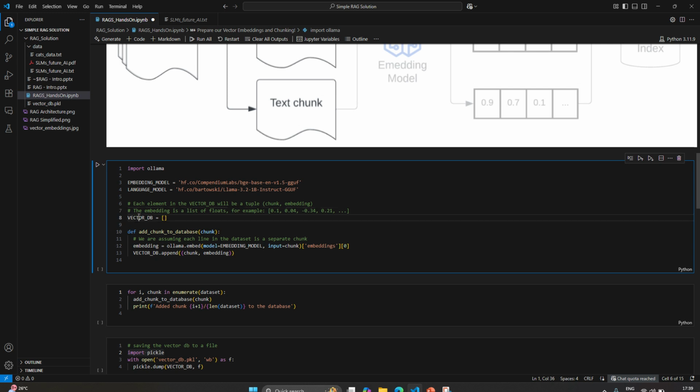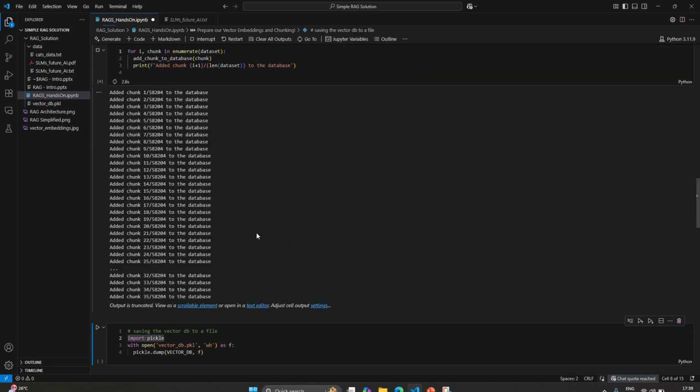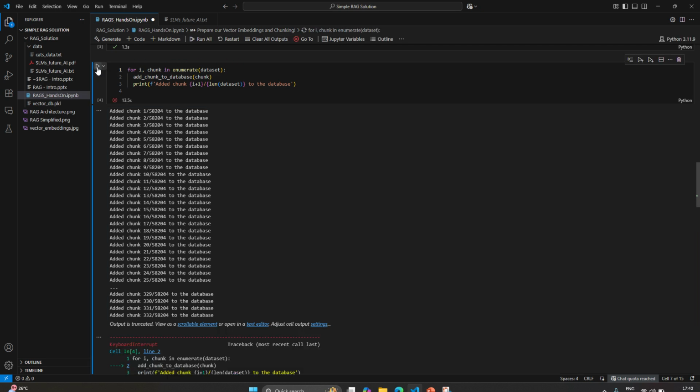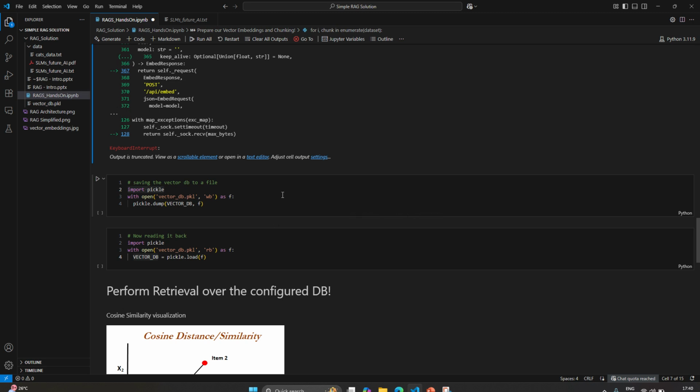What we do is create a list and pass each chunk through the embedding model, adding it to the database with i comma chunk. If I just run this, you can see 58,204, it is creating one big vector database, adding the sentences line by line. Let me just break this. Since it takes around 15 minutes to do, I kept it handy as vectordb.pkl.